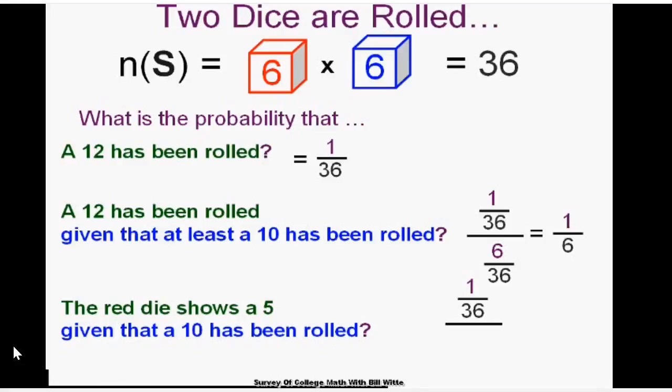red die. Okay, what is the probability that a 10 has been rolled, period? How many ways is there to get a 10? Well, there's 3 ways to get a 10. 5 and 5, 4 and 6, and 6 and 4. So the probability of getting a 10 is 3 out of 36. So the conditional probability that the red die shows a 5, given that a 10 has been rolled, if we reduce, is going to be 1 out of 3. That's the way we do conditional probability.